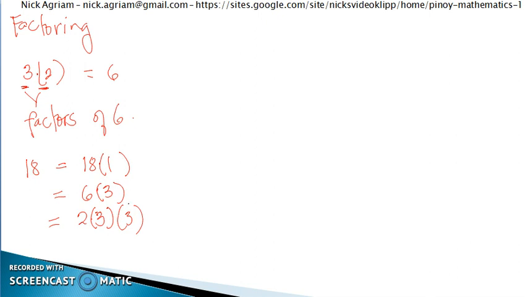Why I am discussing the factors is that when we go to the common monomial factor, it is important that you know all the factors, the idea of factoring. But before I go to the common monomial factor, I will discuss first the common factor.